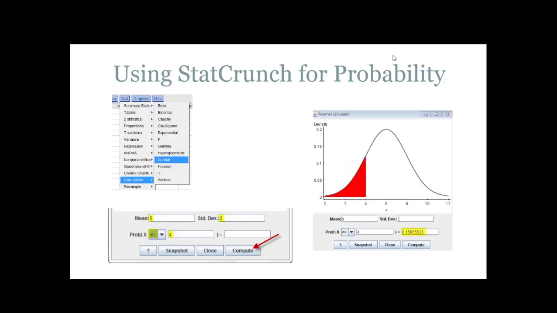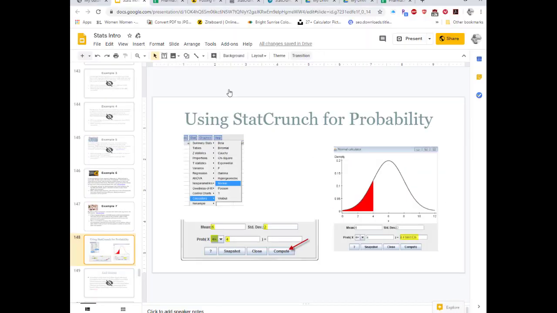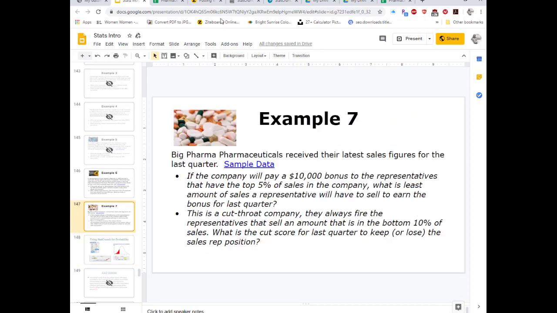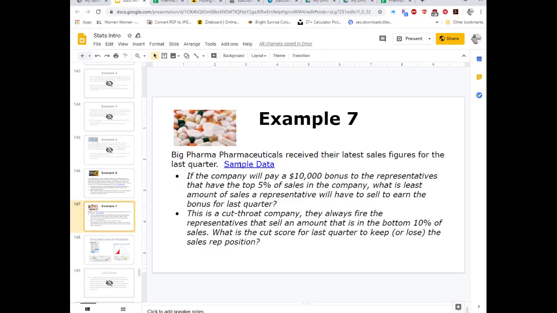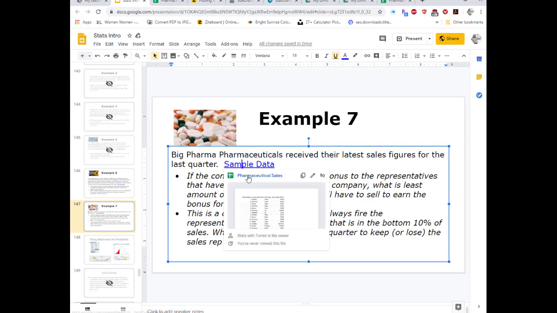Okay, so let's see. We are here. We're going to go ahead, and I think I already pasted this into Ziteboard. Yes, I did. Here is the information. Let's go ahead and I'm going to open up the sample data.